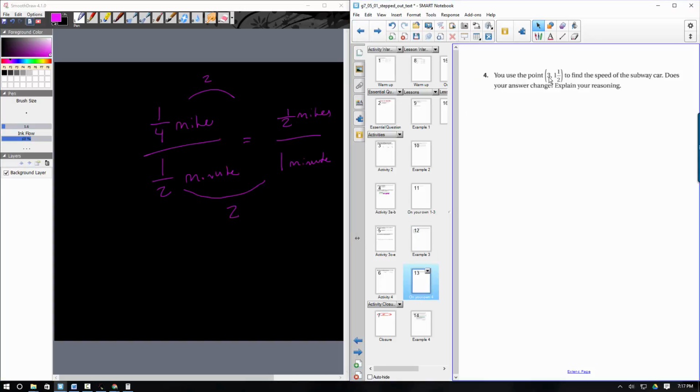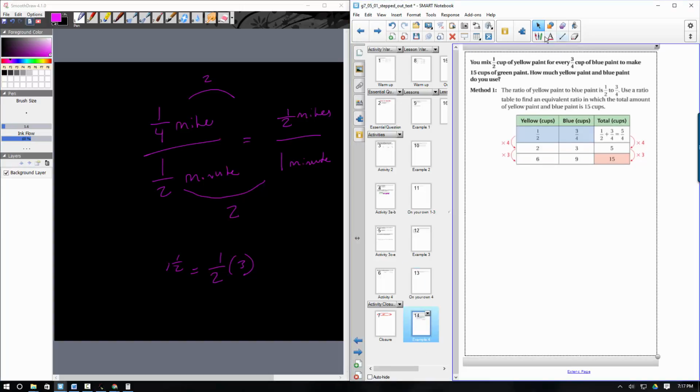Next one says, does the ordered pair 3 and 1.5 work? Well, if I plug in 1/2 times 3, that would be 3/2, which equals 1.5, right? So it totally works.